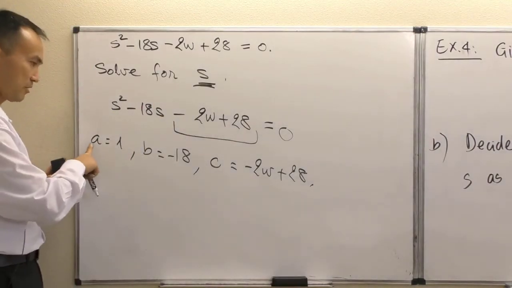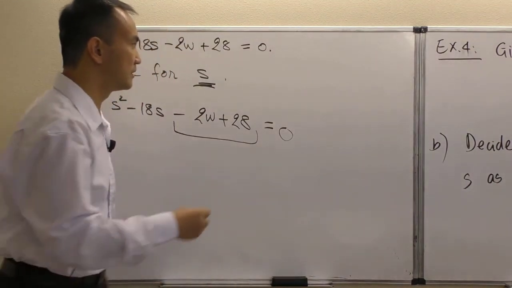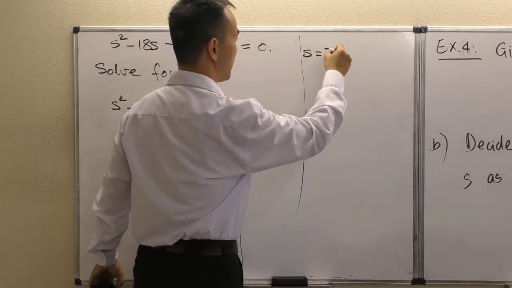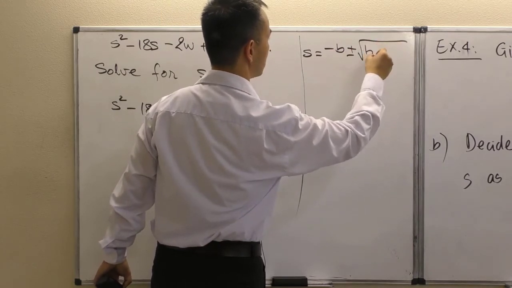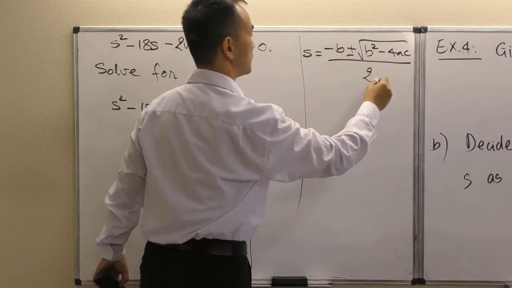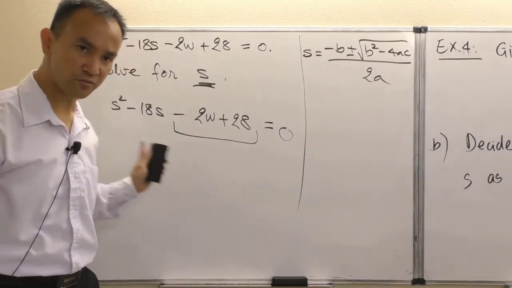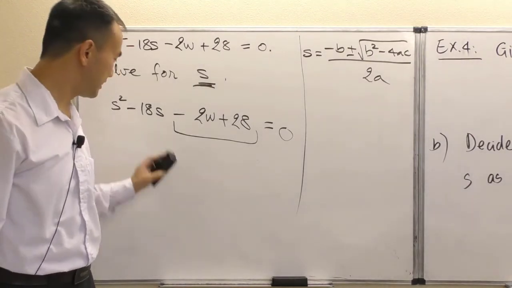Now I'm going to need more space, so I'll have to erase this. The quadratic formula says S equals minus b plus and minus the square root of b squared minus 4ac, over 2a. And just now I pinpoint what a is in this equation, what b is, and what c is. So now we are ready.